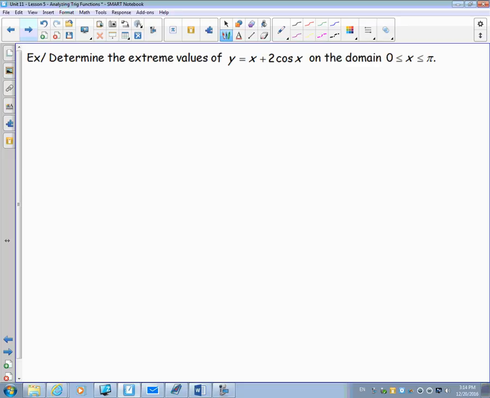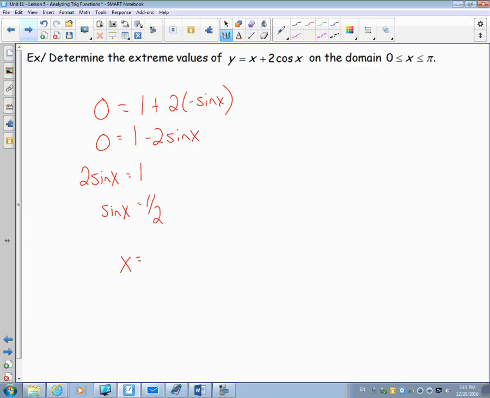Well, what are extreme values? Aren't those maximums and minimums? We know how to do that. That's a derivative equal to 0. So let's take our derivative. Derivative of x is just 1. Derivative of 2 cos x is 2 times negative sine x, right? So in other words, we get 0 equals 1 minus 2 sine x. Or if we solve this, 2 sine x equals 1, or sine x equals 1/2. So we're going to get maximums and minimums where sine x is 1/2. Let's go find those spots.